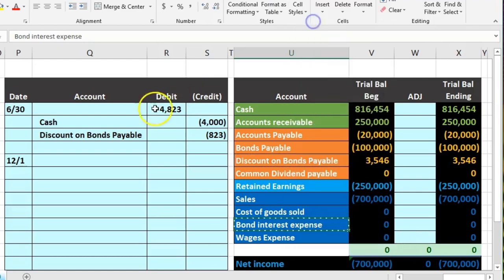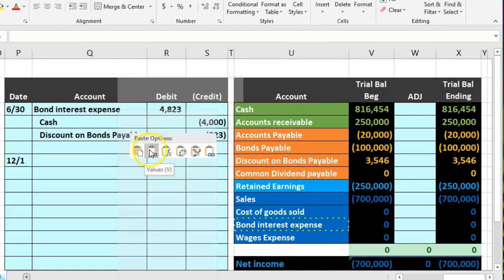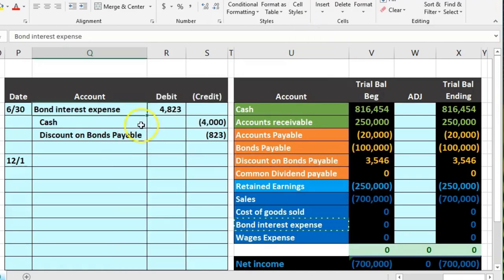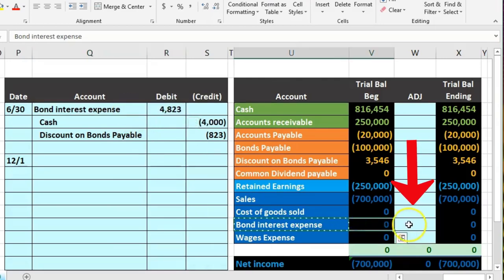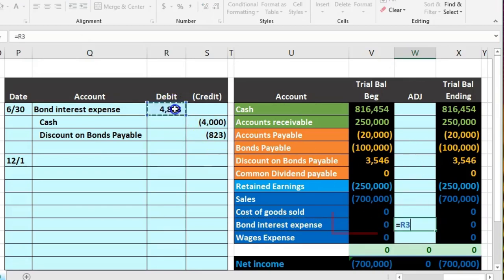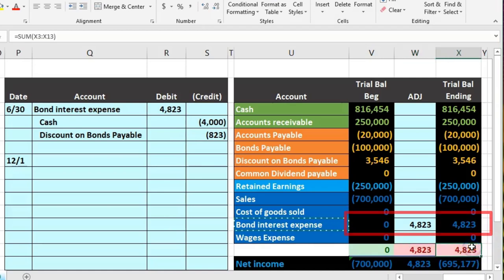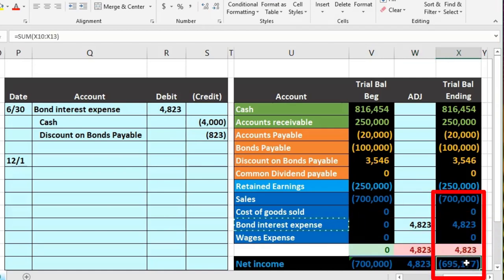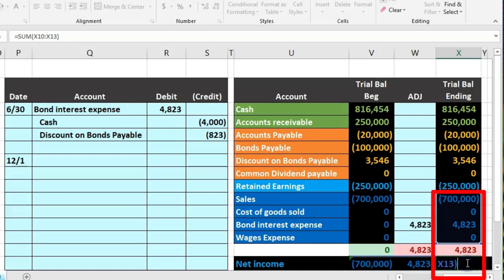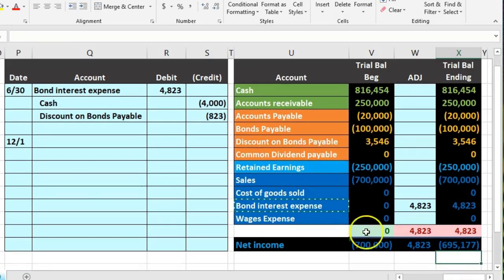Right click and copy. That's gonna go up top. Right click and paste 1, 2, 3. So if we post this, here's the interest expense. Here it is on our trial balance. We want to be in the middle column, W12 equals. We'll point to that 4,823, bring the balance up, out of balance now, and the net income goes down by the interest expense, which is revenue minus expenses. That's income, not a loss.